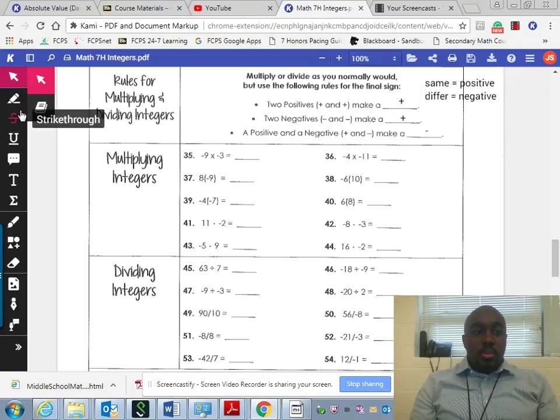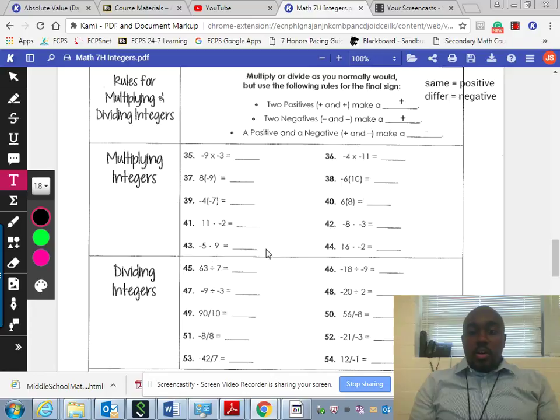So let's go ahead and do some examples really quickly. You're going to complete all the rest of the examples on your own, and we're going to discuss them in class. So we have -9 times -3. The first question you need to ask yourself is, are they the same or are they different? Well, in this example, we have a negative times a negative, so they are the same. So we already know it's going to be a positive answer. And 9 times 3, we should know, is 27.